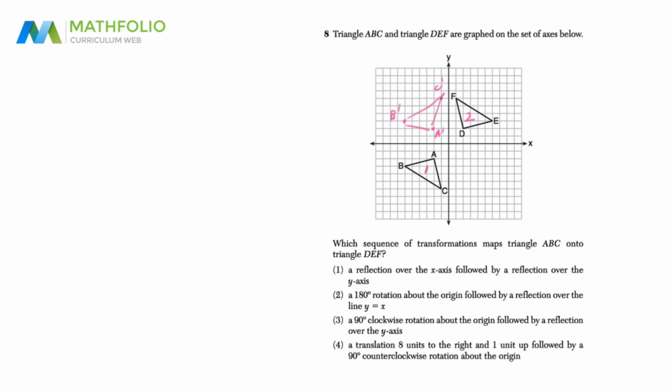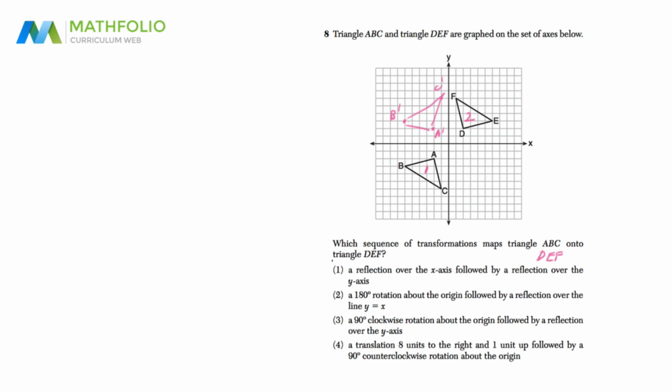And then a reflection over the y-axis would mean that C prime goes to F, A prime goes to D, and B prime goes to E. So the only other thing to check is that the letters are in order. It says ABC onto DEF. Does A end up on D? A prime to D, yep. Does B end up on E? Yep, it does. And C ends up on F.